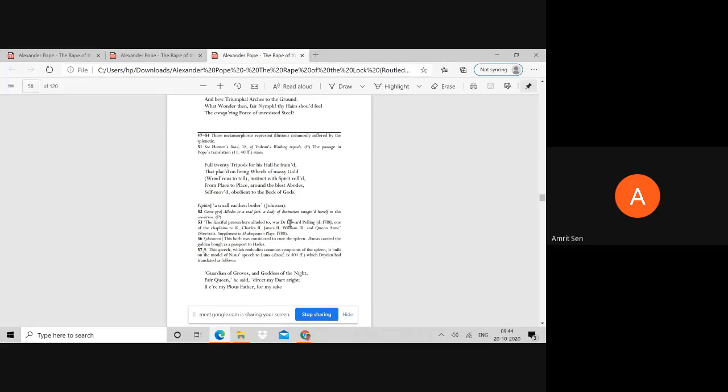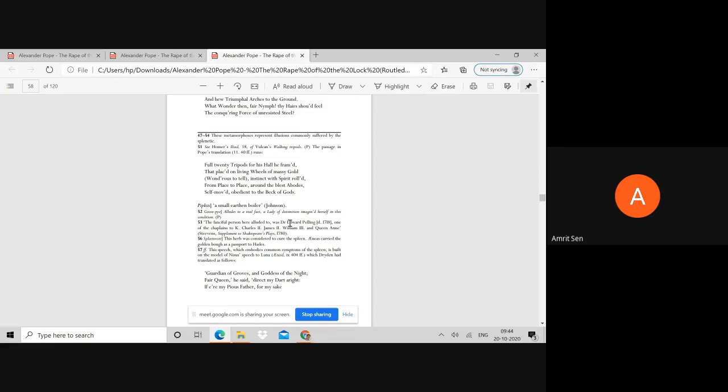Canto 3 marks the first climax of the poem, the rape of the lock. And this rape is paralleling the rape of Helen. And therefore, this will now generate the Trojan War, the war between the sexes, the war between the two families, between the Baron and Arabella Fermor's families. And therefore, Canto 4 and Canto 5 will talk about the reactions of the woman and the actual battle that takes place and the resolution of the poem.